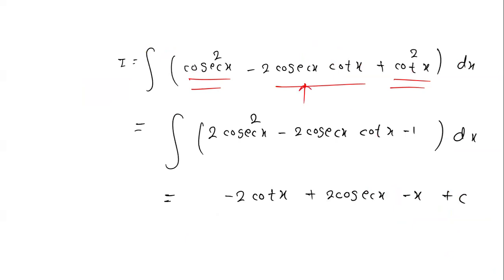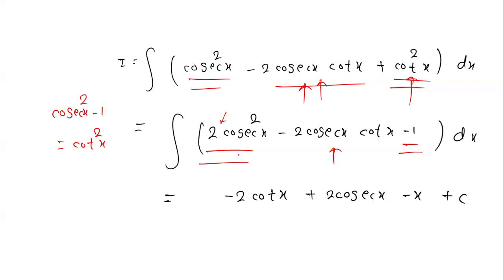Now what you can do, you know this cot square x is cosec square x minus 1. So you can replace cot square x by cosec square x minus 1. So cosec square x comes 2 times, and here it is minus 1, and here it is minus 2 times cosec x cot x.